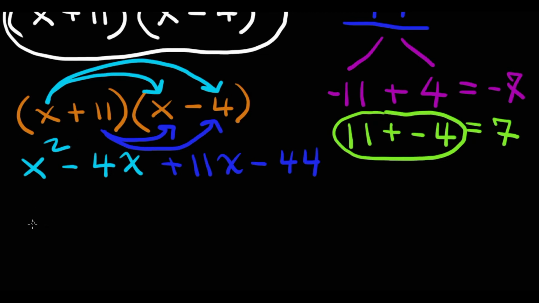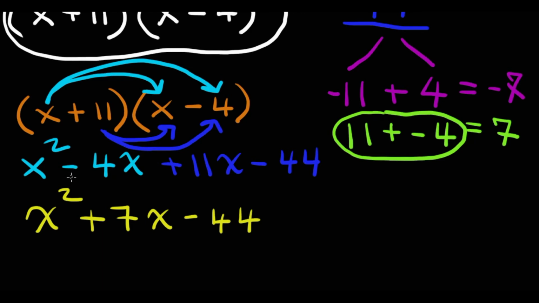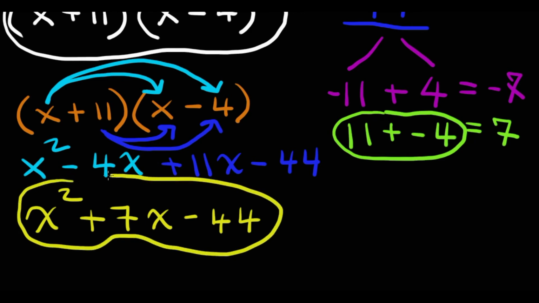Okay, what do we have, guys? So let's see. If you thought of 7x, you are right. So negative 4x plus 11x is 7x. And then we bring down the negative 44. Okay, so when we multiply the two binomials, this is what we get.